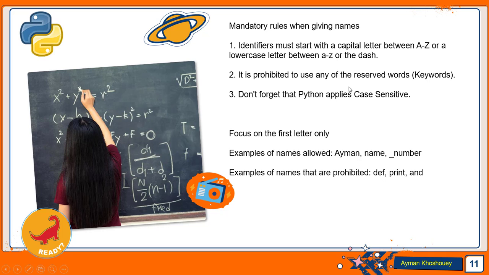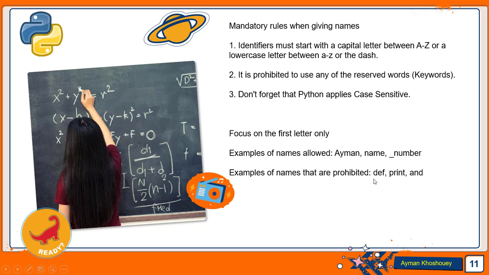You can't use the reserved words, the keywords of the language. You can only use letters from A to Z, capital or small, lowercase, to write any code. You must focus only on the first letter. This is a correct allowed name: Ayman, name, _number. You can start with an underscore. You can write the variable starting with an underscore, then the name.